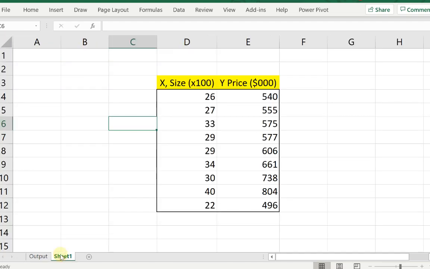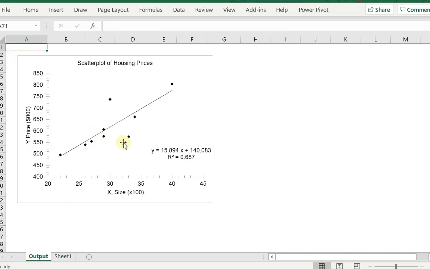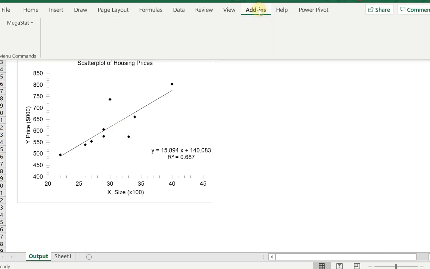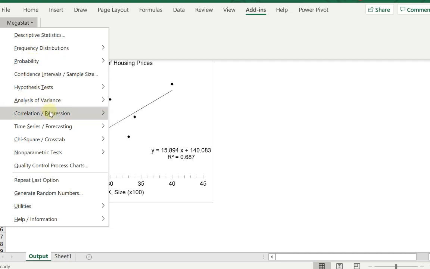I'm going to go to sheet 1 again. Or you don't have to actually. So this is my output, right? So I'm going to go to, let's run the regression now. I'm going to go add-ins, Megastat, correlation regression. And for this one, we go regression.